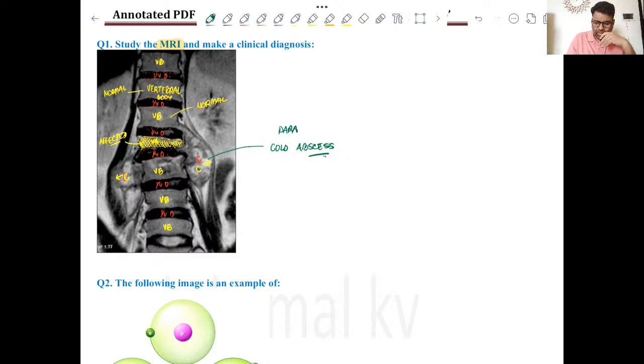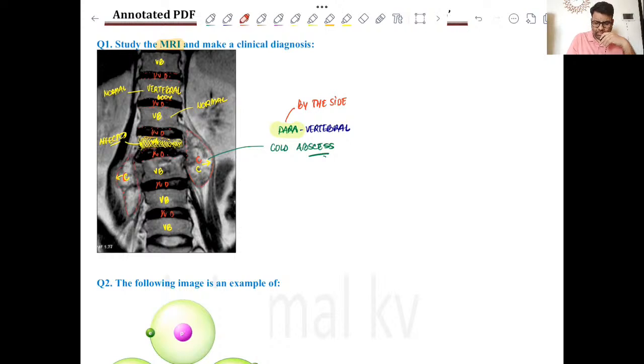Paravertebral cold abscess. Now when I say the word para, it means by the side, right? So para means by the side. So here you can see the abscess, it is lying by the side of the vertebral column, right? Here also this is all cold abscess.